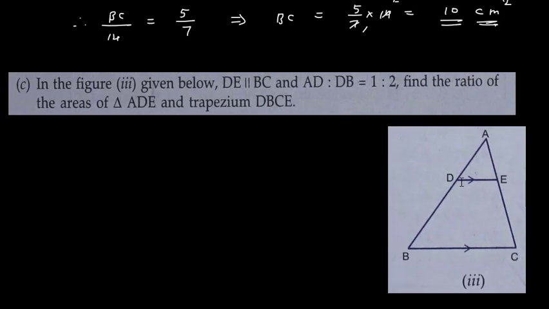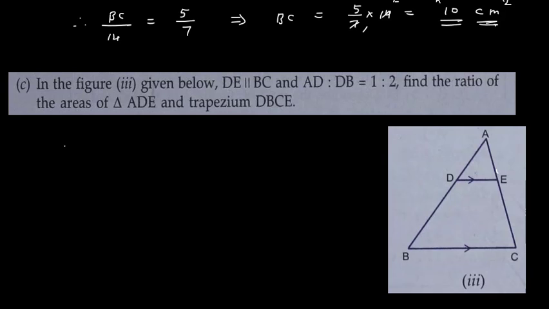Now, if I see this area DBCE, this area is nothing but it is the area of this whole triangle minus the area of this upper triangle. Okay, so let us start. Let us see how we can do that. Actually, first of all, I will find the ratio of this smaller area and this bigger area. So let us begin.